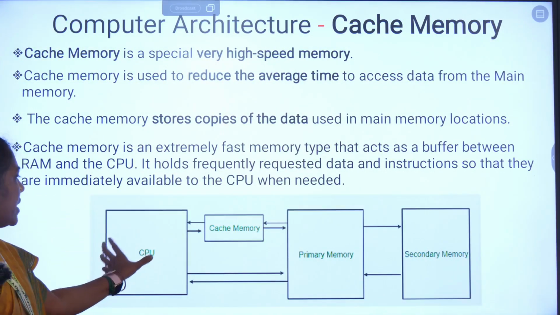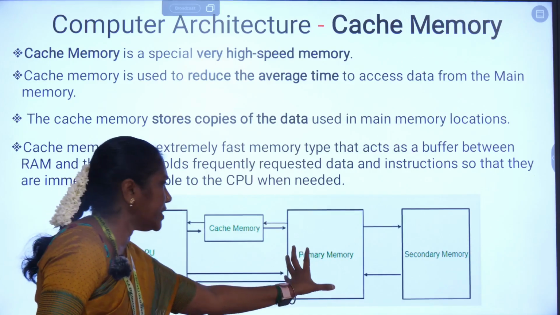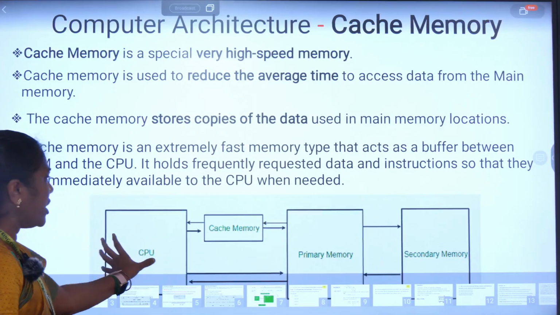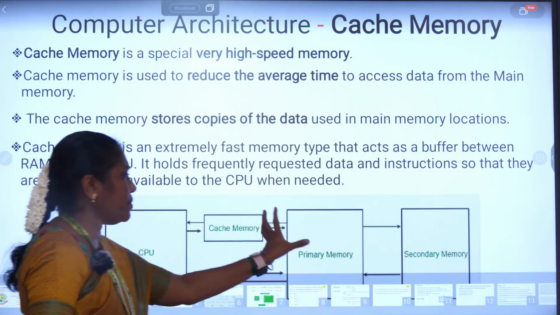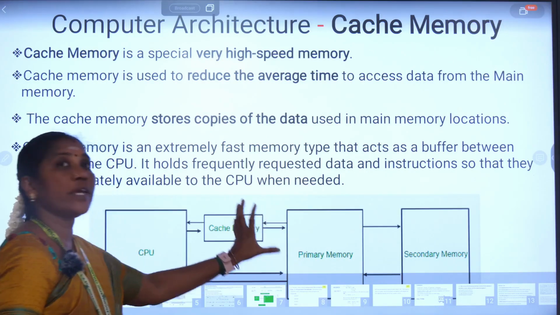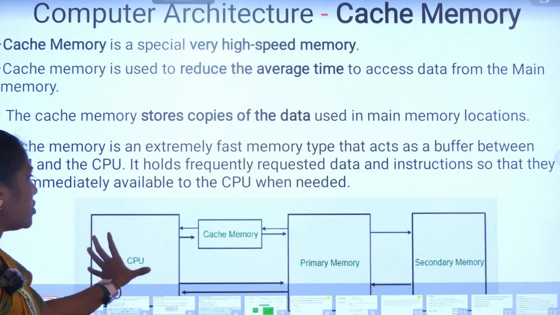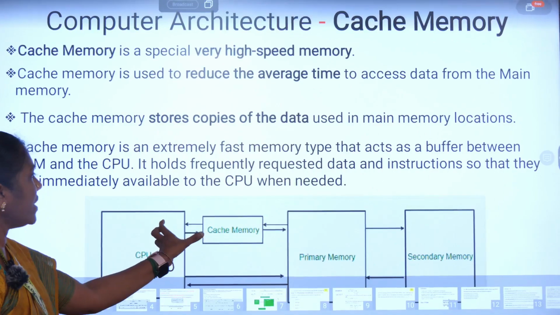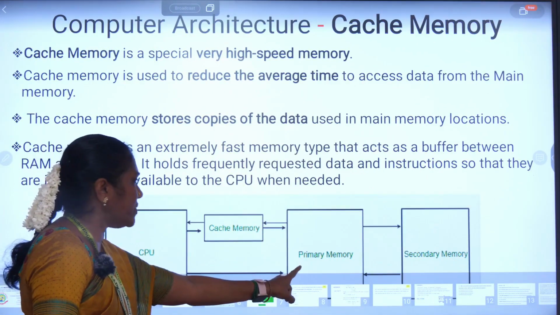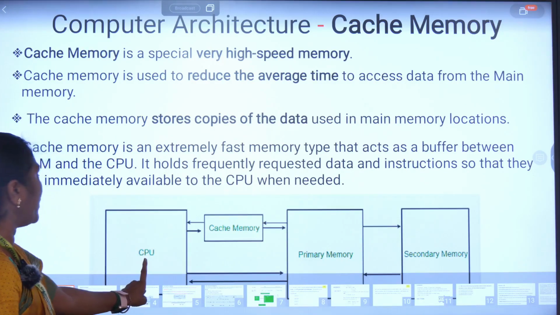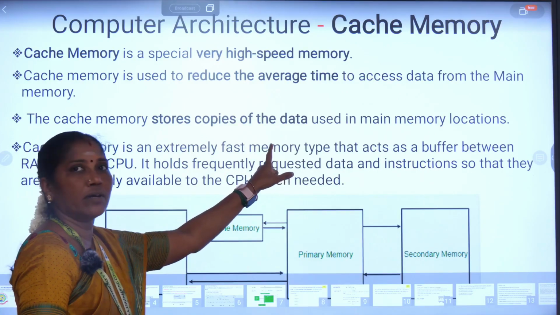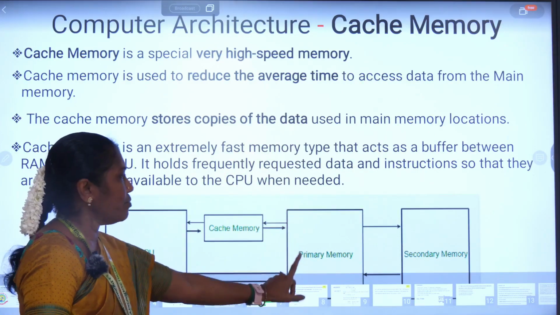Normally, the processor will be referring to the content from the primary memory. But when it comes to the speed of the processor, the primary memory speed is somewhat low. Hence, in order to enhance the performance of the processor, we have a small memory referred to as cache memory in between the primary memory and CPU. The cache memory stores copies of the data that are available in the primary memory.